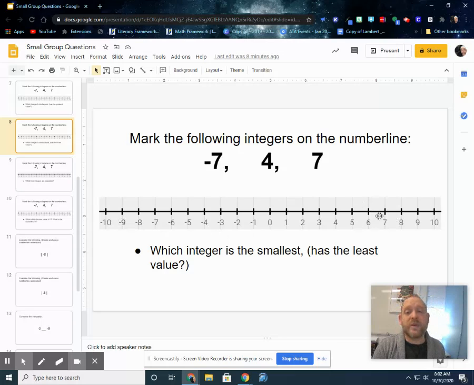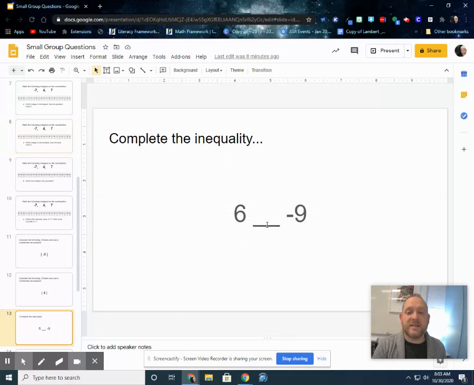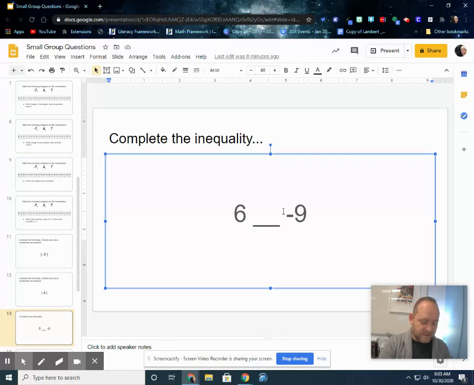So 6 will be greater than negative 9. Even though 9, if it is positive, is a greater integer than 6, because it's negative and to the left of 0, we're going to say that it is a smaller integer. So in this case, 6 would be greater than negative 9.